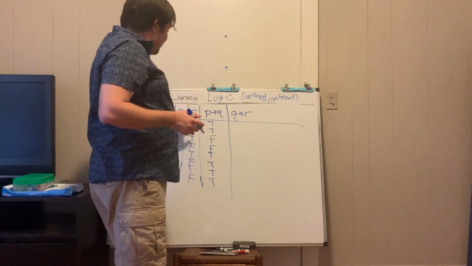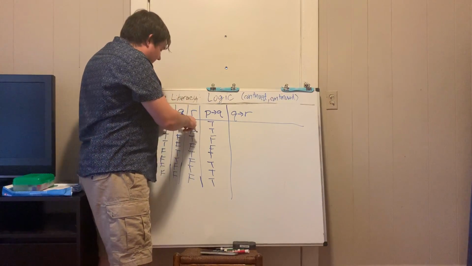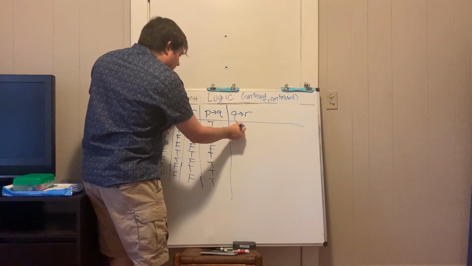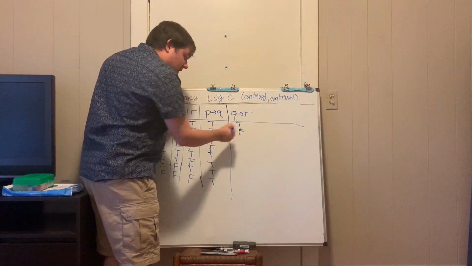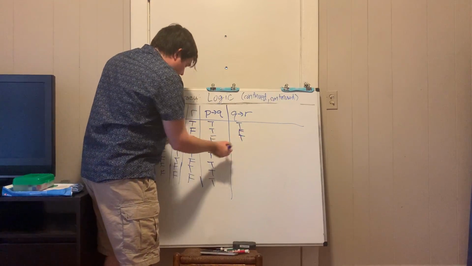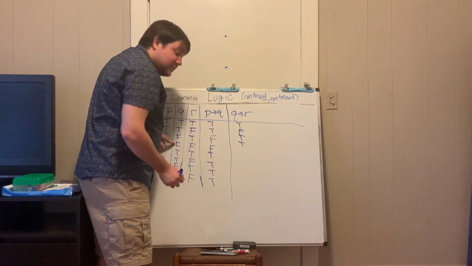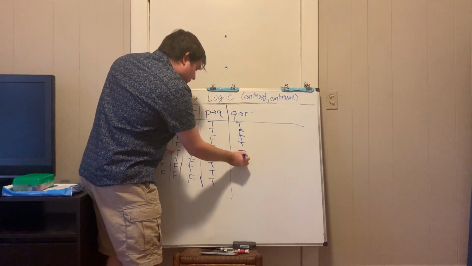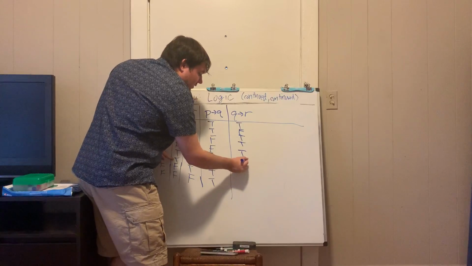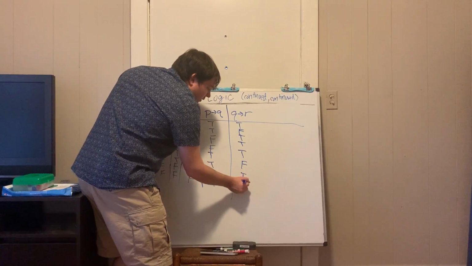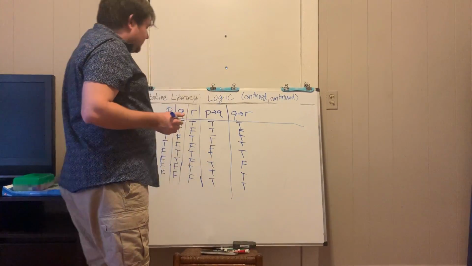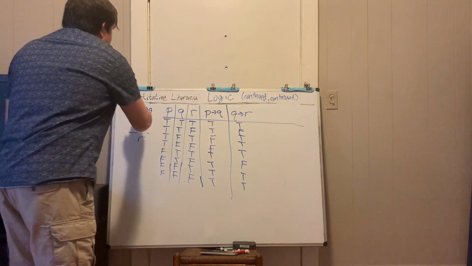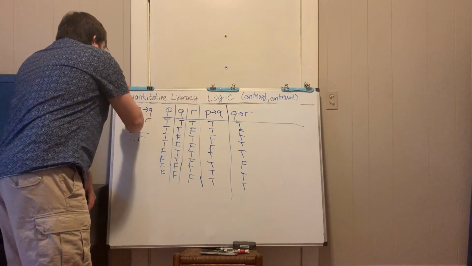And so now, make sure you're looking at the correct columns, Q implies R. So we've got true, true implies false is false, false implies true is true, false implies false is true, true implies true is true, true implies false is false, and then we've got true and true. So we've got P implies Q, I'll check that off. Q implies R.